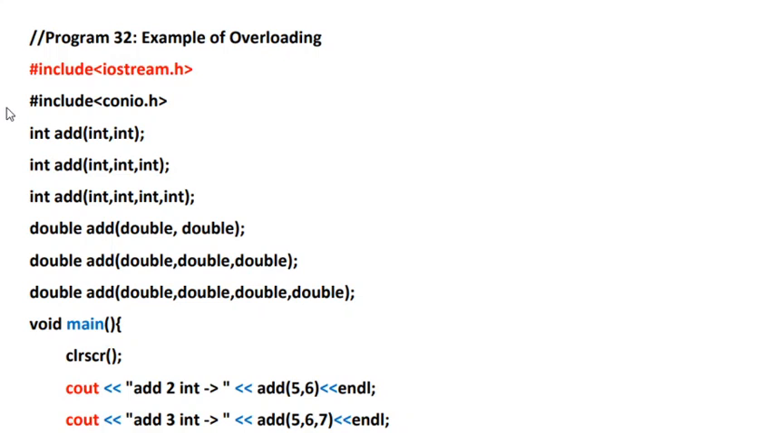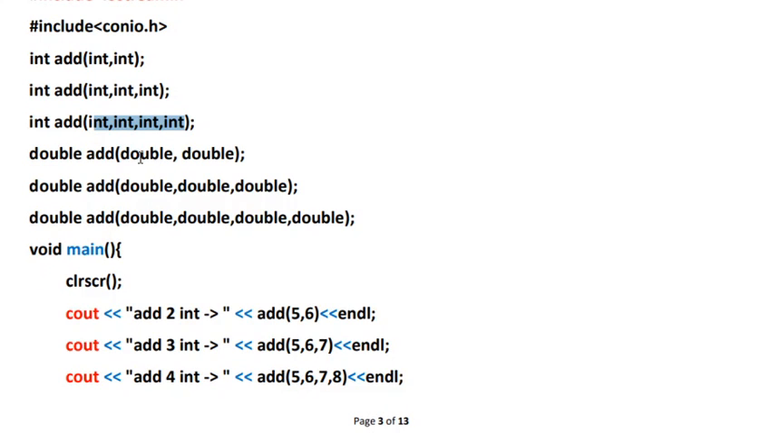Now let us talk about function overloading with the help of a few examples. Here I have function add that has multiple instances: in the first case we pass two integer parameters, in the second case three integer parameters, then two double parameters, then three double parameters, then four double parameters. We are trying to make you understand how function overloading basically works.